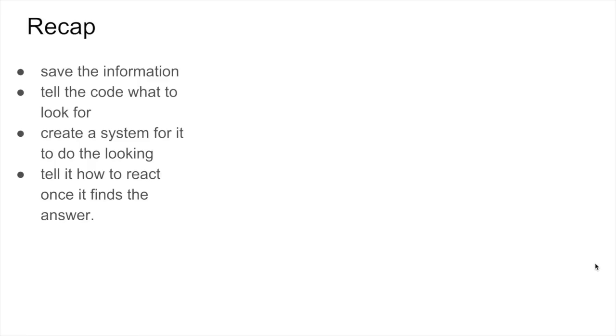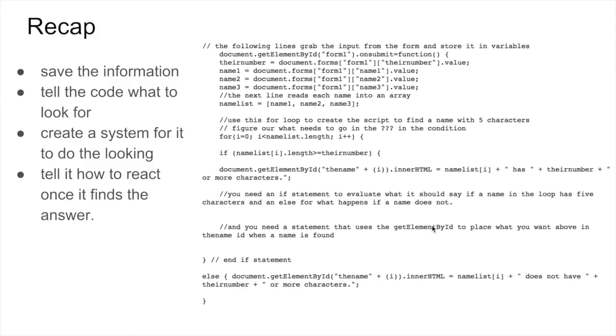So to recap, all we're doing here is we're saving the information. So we're telling the code what to look for. We're creating a system so that it can do that looking. And then we're telling it how to react once it finds that answer. So how to interact with the user. So even though ultimately it's going to look like this, what's really the most important piece here is that logic. So in order for us to go through those steps, that's the first step before we can do any of this coding.